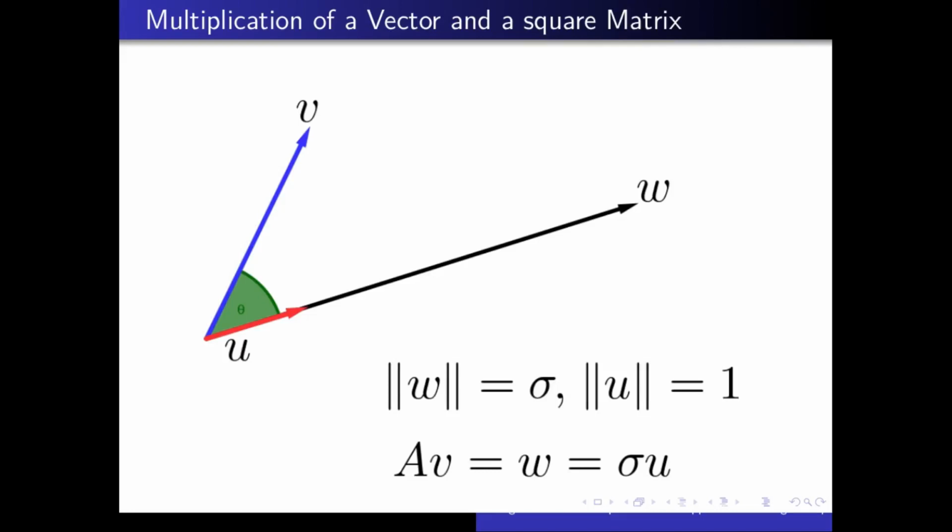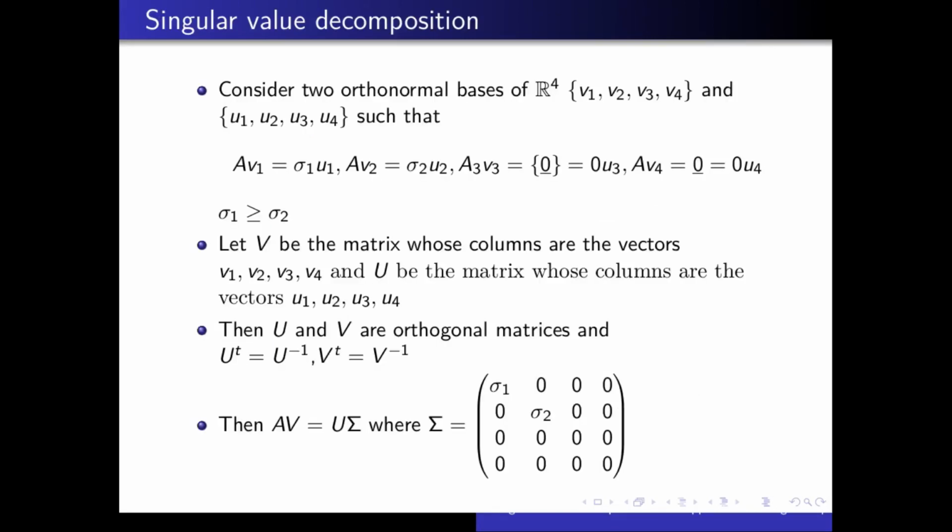So we can see that we can write this new vector W as a multiple of the unit vector U, which is in the same direction as W, so that AV, we use the coefficient, we call it sigma. So AV is equal to sigma U, and we shall use sigma for the rest of the discussion. So now we move to the details of the singular value decomposition.